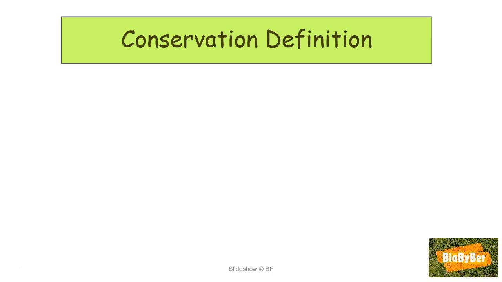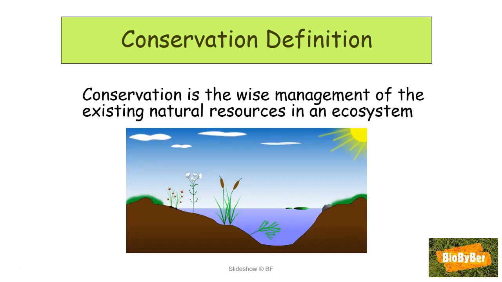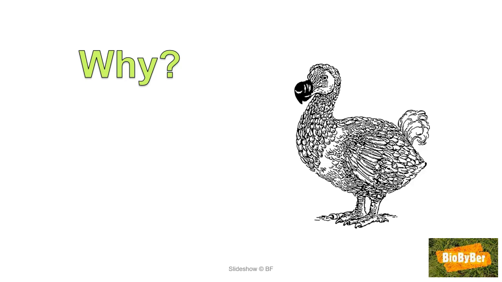Our objective here is to define conservation. So, conservation is the wise management of the existing natural resources in an ecosystem. These natural resources are anything in nature, ranging from plants and animals to landscape. We have to exercise control over the rate at which these resources are used. So conservation is critical for the survival of ourselves and the survival of the planet as a whole.